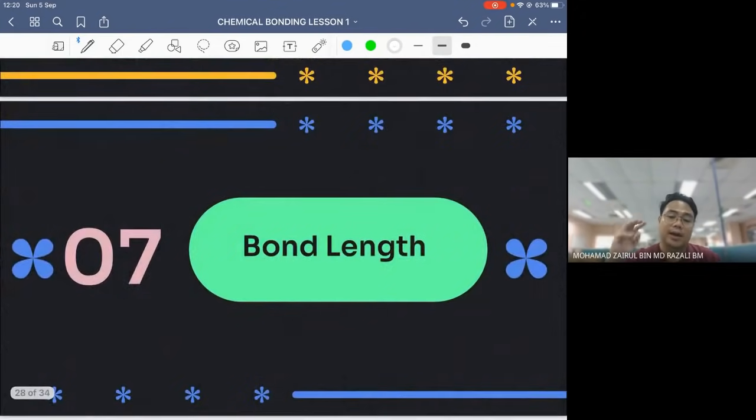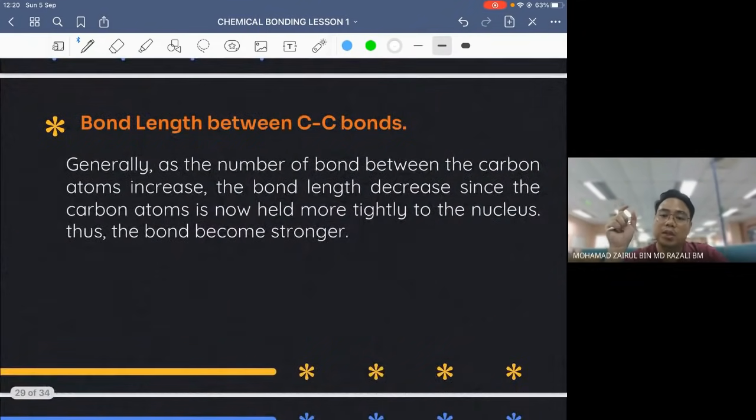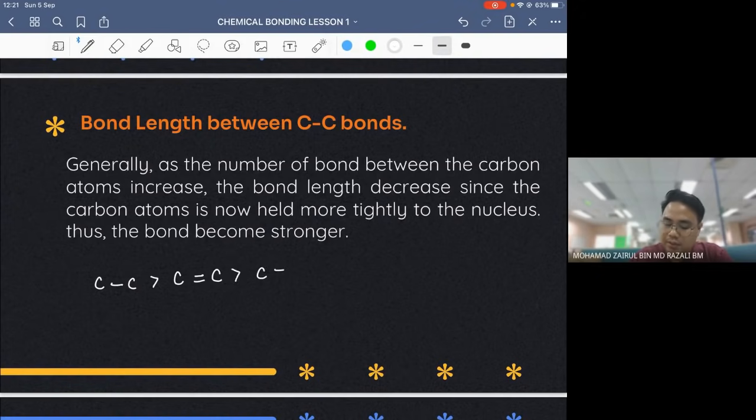Okay, bond length. Awak juga kena belajar sebab dalam covalent bond kita ada single, double and triple. The lengths of those 3 bonds are different. Normally bond length we compare between carbon and carbon. Generally, as the number of bonds between the carbons increases, the bond length akan decrease. So that means carbon single bond carbon has higher bond length compared to carbon double bond carbon, and the carbon double bond carbon will have longer length compared to carbon triple bond carbon.